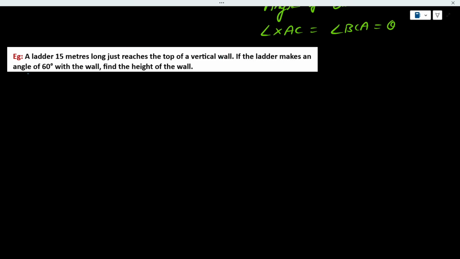If the ladder makes an angle of 60 degrees with the wall, then find the height of the wall, right? So what is given here? First, I can draw a vertical wall. So for the vertical wall, you can make the right-angled triangle to the left or right side. I am making it on the left-hand side first. So AB is the wall, right?